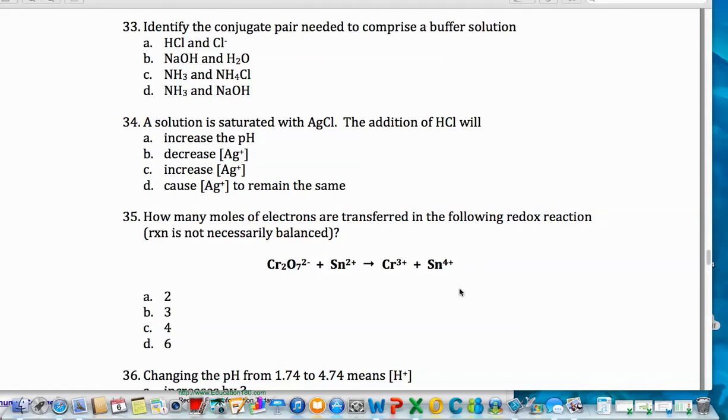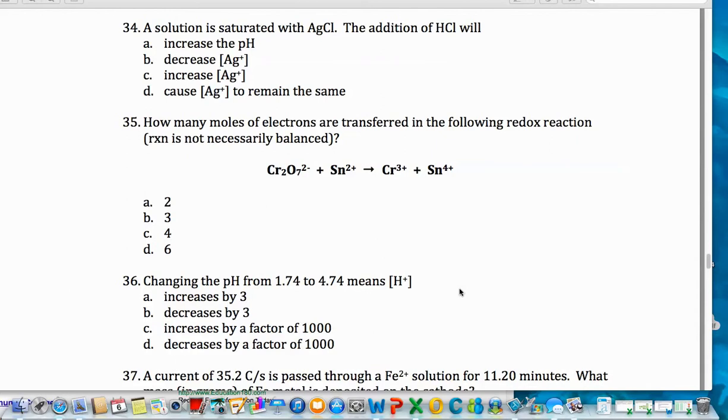All right, so let's pick up with number 33. We want to identify the conjugate pair needed to comprise a buffer solution. So remember that a buffer solution is a weak acid and its conjugate salt, or a weak base and its conjugate salt. The only answer choice that meets both those criteria would be C, NH3 and NH4Cl. The Cl is really a counterion, so it's NH3 and NH4 plus. So number 33, the best answer is C.